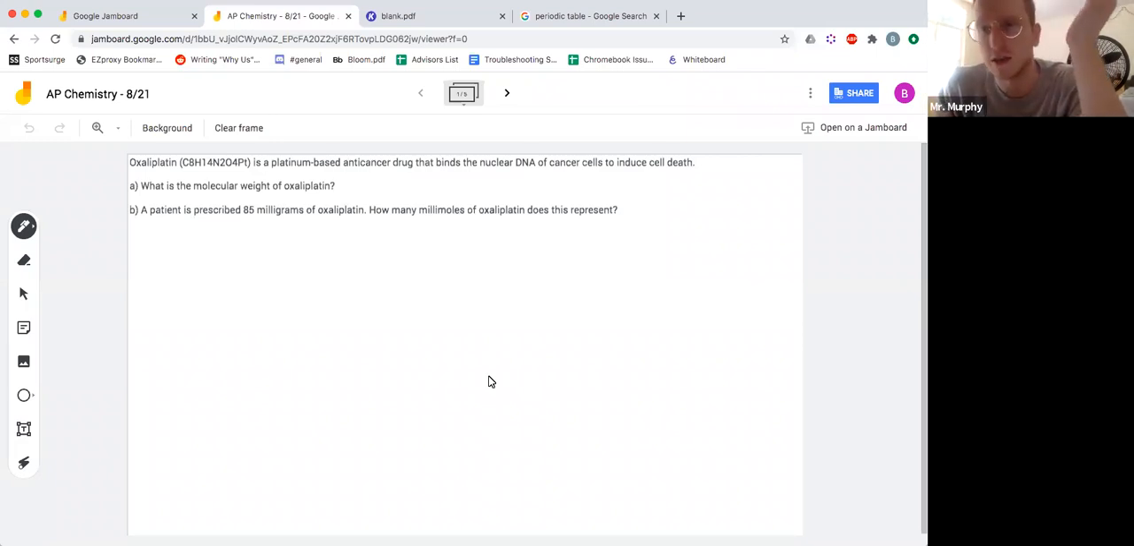We're going to talk about the do now that we had the other day. This reads: oxaliplatin, which has a molecular formula of C8H14N2O4Pt, is a platinum-based anti-cancer drug that binds the nuclear DNA of cancer cells to induce cell death.